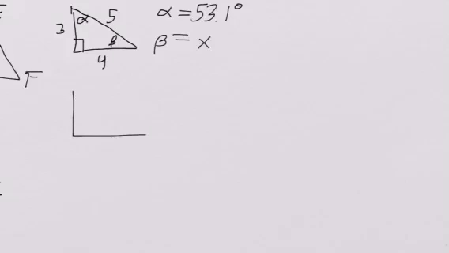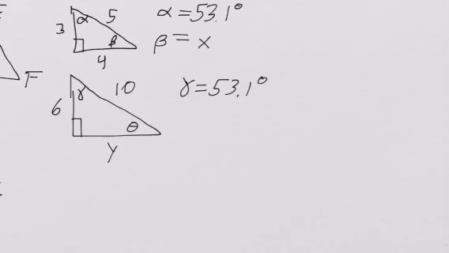And then in this other triangle, we have side lengths of 6, y, and 10. And this angle up here is going to be gamma. And down here, theta, and I will give you that gamma is equal to 53.1 degrees. And theta is equal to 36.9 degrees. So we want to find what x and y are.